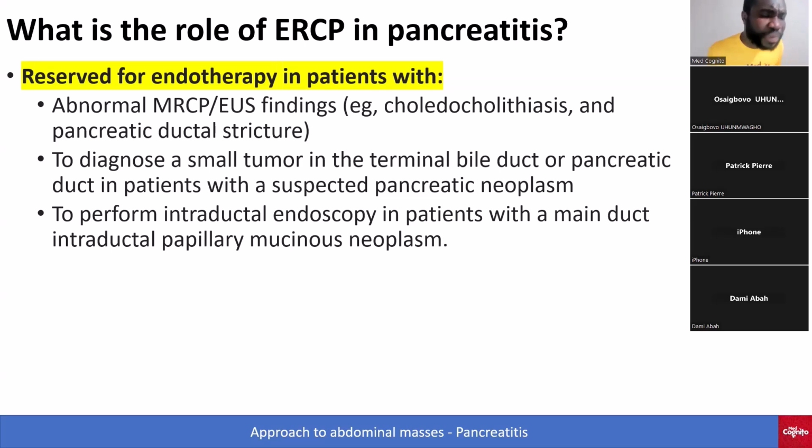As well, you do ERCP to diagnose a small tumor in the terminal bile duct or pancreatic duct in patients with suspected pancreatic neoplasm. And you also do ERCP to perform intraductal endoscopy in patients with the main duct intraductal papillary mucinous neoplasm. So these are the reasons why you want to do ERCP, or if the magnetic resonance cholangiopancreatography has failed, that's when you go in for ERCP.